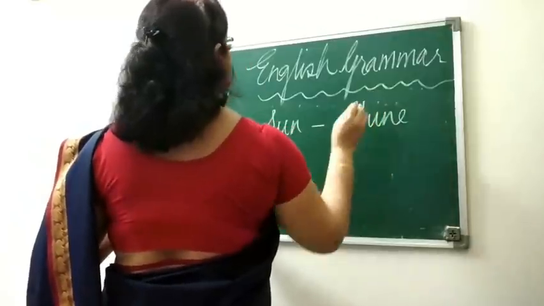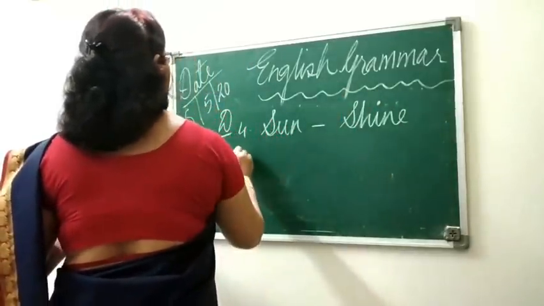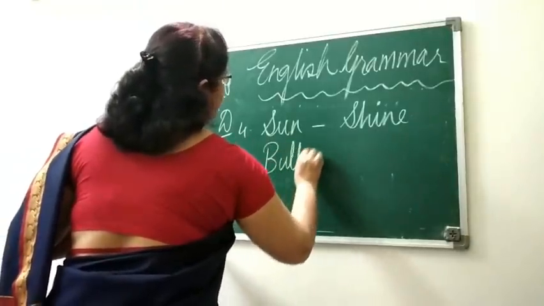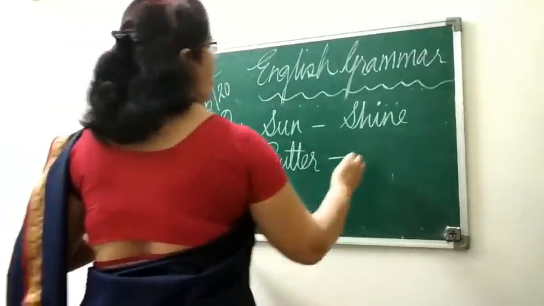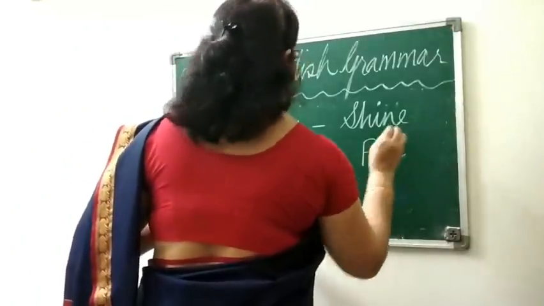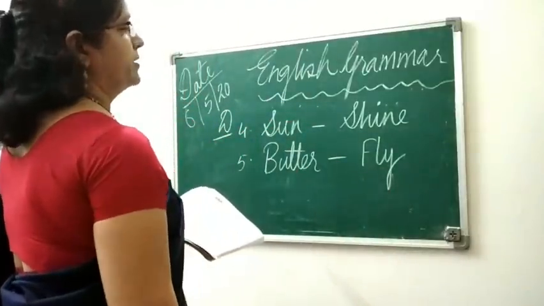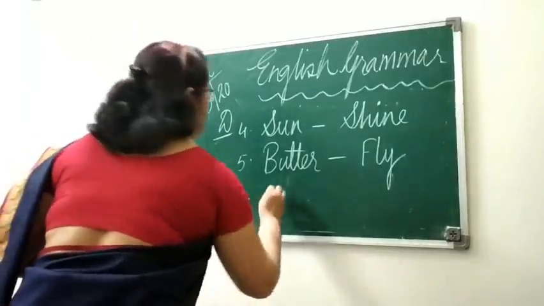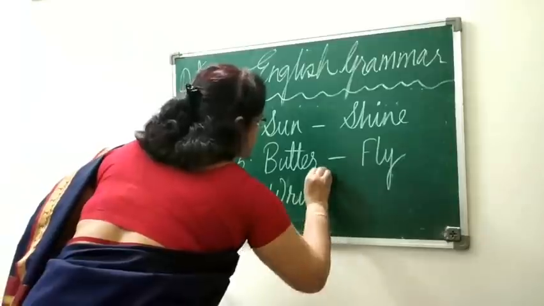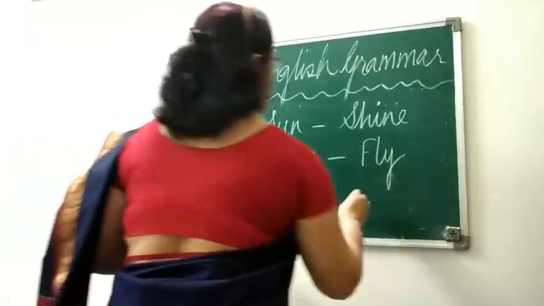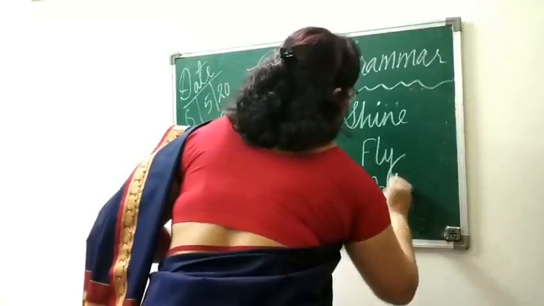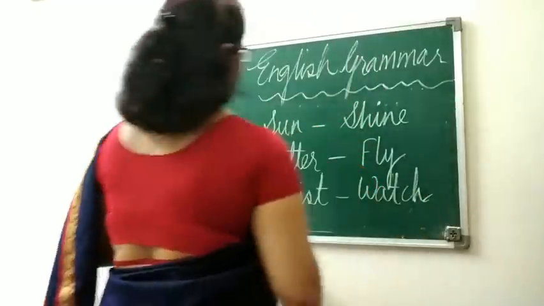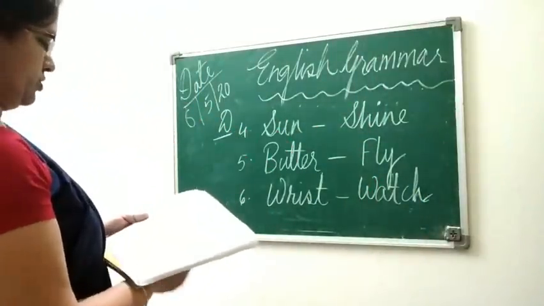Shine. What is the correct word? Shine. Fifth one is butter, fly. Okay, children. Fifth one is butter, fly. The correct word is butter, fly. Now, the sixth one is wrist, watch. Wrist watch. The correct word is watch. Sixth one is wrist watch.